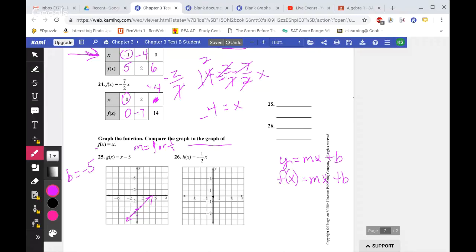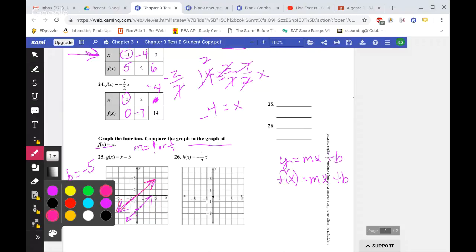It says to compare the graph to the graph of f of x equals x. That's just the parent function. And basically, it's going to run parallel to it, except it's shifted down by 5 because the y-intercept goes through -5. You would not have to give me any type of verbal or written out anything. I just want you to know that this is the parent graph.